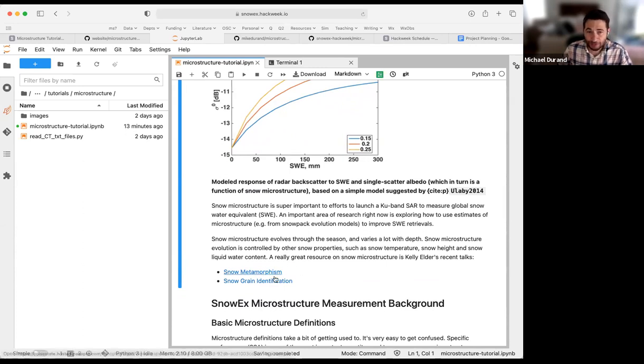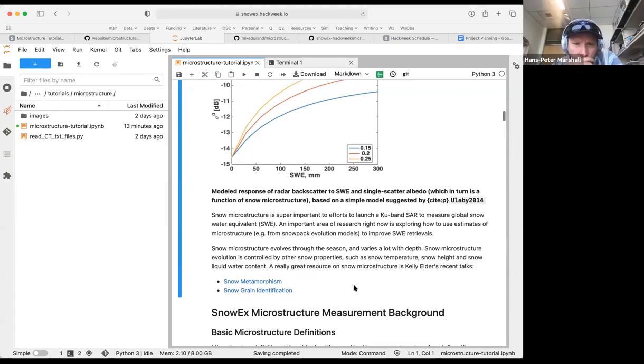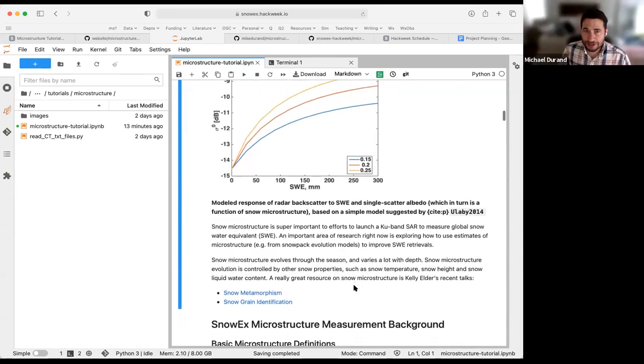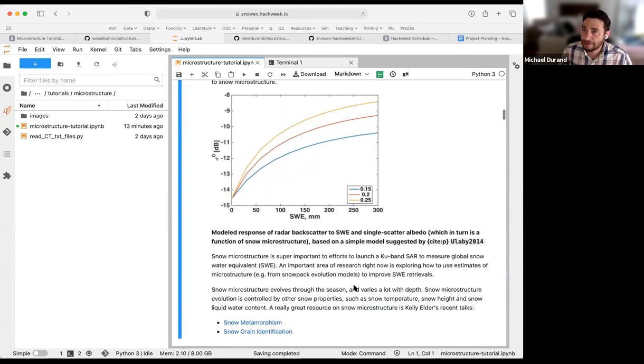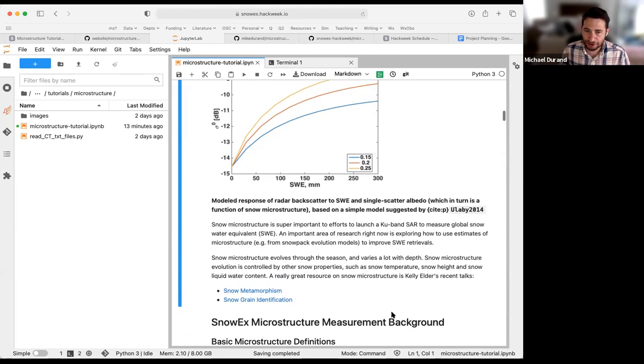If you're interested in more about this, there's a couple of recorded talks by Kelly Elder, who was here a minute ago, he might still be here, that were part of, I think, this year's SnowEx training materials. HP shared those links, so check those out if you're interested. So any questions or comments before we dive into the measurement techniques from SnowEx? Just interrupt anytime.